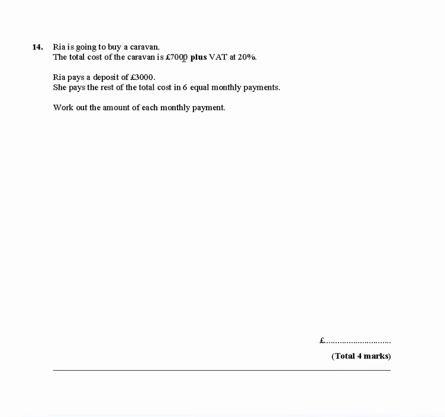So she's going to pay £7,000 plus VAT at 20%. And the first thing to understand is that you need to add on the 20% first before she pays the deposit. So she doesn't pay 20% on the 4,000 that is left after she's paid the deposit. You've got to work out 20% of this and add it on. That will tell you the total amount that she pays for the caravan. Then you can take off the deposit, the upfront payment that you make, because she pays that to start with. How much will be left to pay? What that is will then be shared between 6 equal monthly payments.